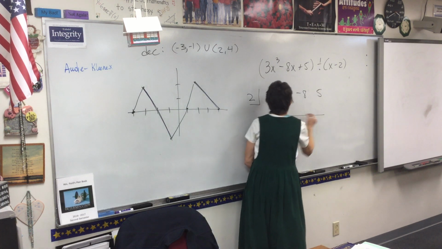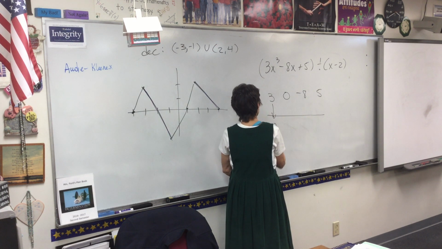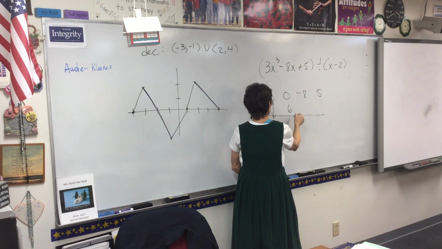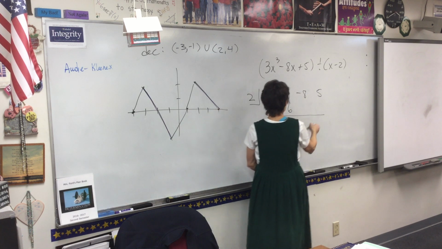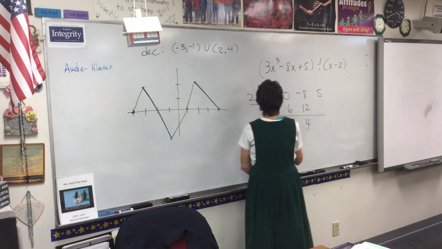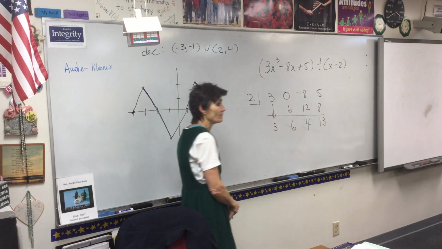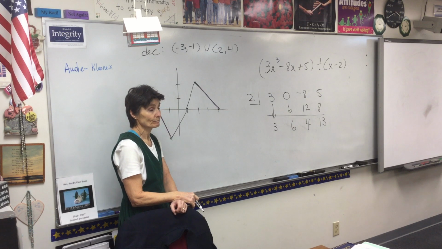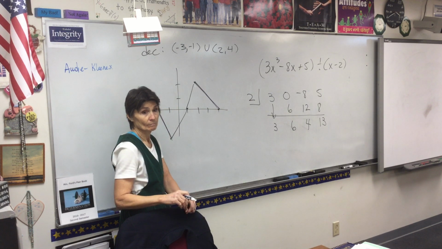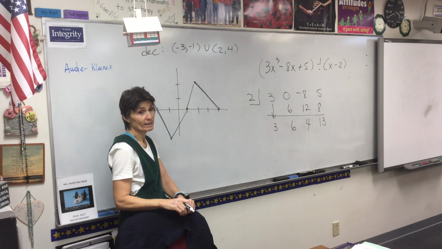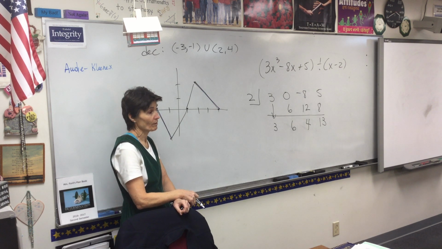Then we just divide. So we bring the 3 straight down, and then 2 times 3, add, 2 times 6, add, 2 times 4, add. So the remainder would be 13. How would you write that? It's going to be a multiple choice question, so he's got 13 in it. That's what you're going to go with.